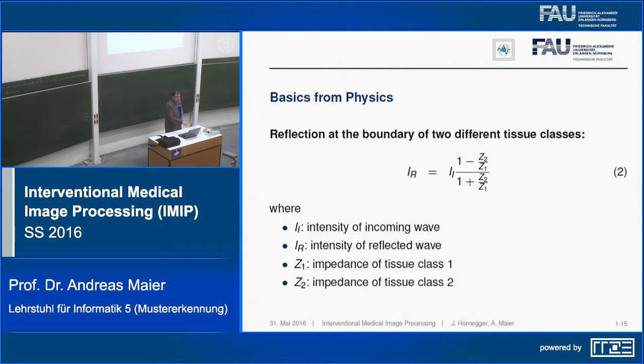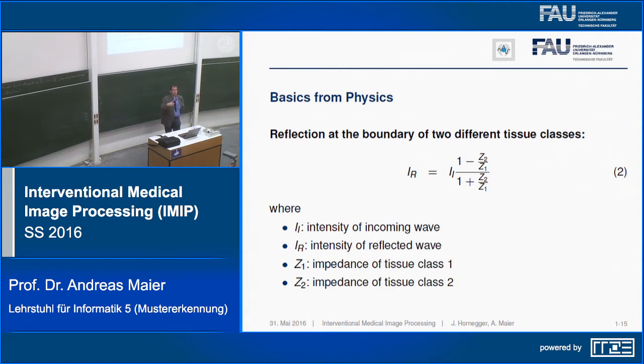And you can immediately derive it here from this equation why this is the fact. So this is a very interesting observation. And now we can use that to actually image. So we send out waves into the tissue. And of course, not all of the wave is going to be reflected at once.